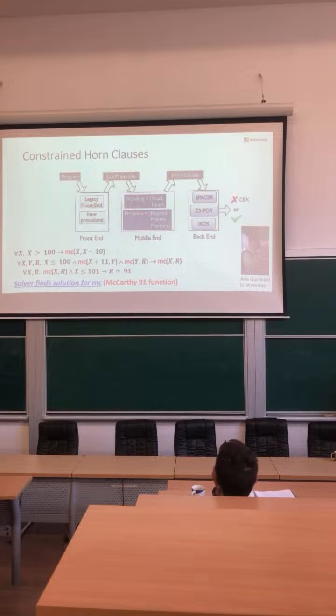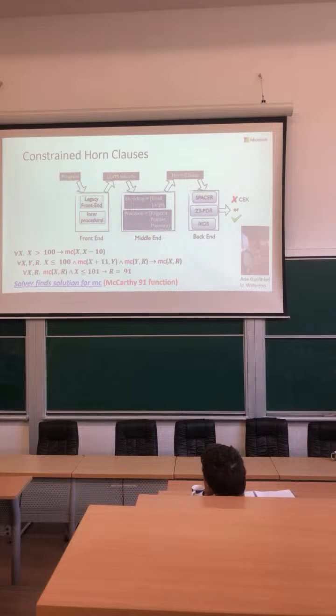A function is described by a binary relation between the input and the output. So what you have in the first argument is the input, and the second is the output. The first clause says that if the input is greater than 100, the output is the input minus 10. And the second line says that if the input is less than or equal to 100, then first I add 11 to the input, get it into the result, and make another recursive call to the function, and that's the result.